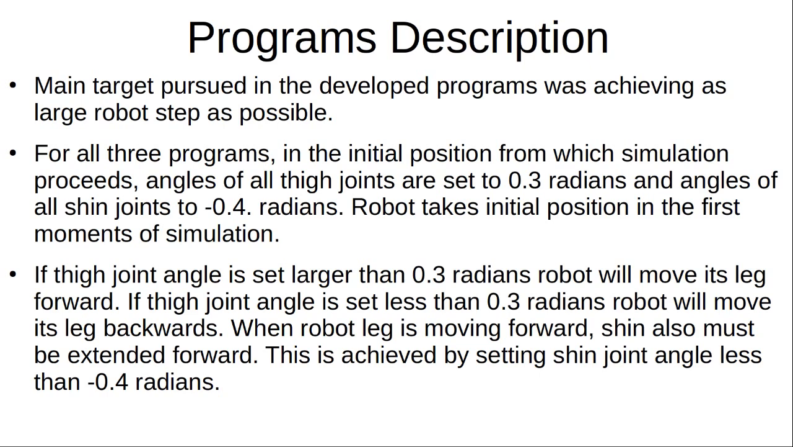Then, if the side joint angle is set larger than 0.3 radians, the robot will move its leg forward. If the side joint angle is set less than 0.3 radians, the robot will move its leg backwards. When the robot leg is moving forward, the shin also must be extended forward. This is achieved by setting the shin joint angle less than minus 0.4 radians.